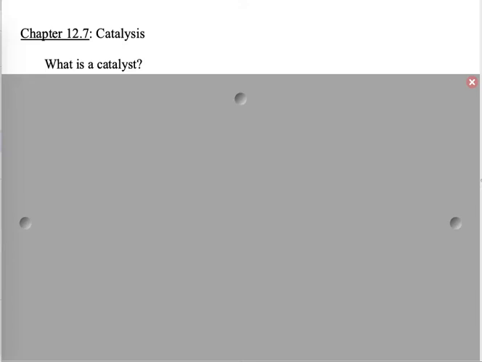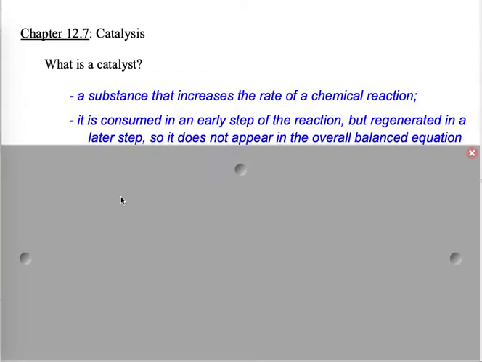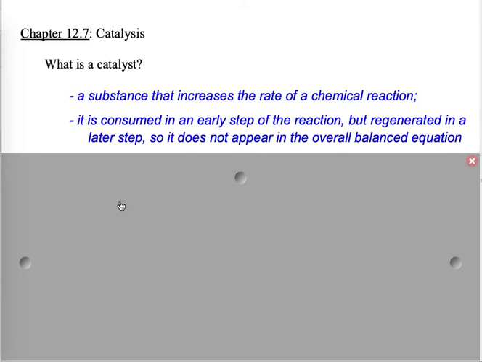In this final video for Chapter 12, we're going to talk about catalysis. So, let's begin with the obvious question, what is a catalyst? A catalyst is a substance that increases the rate of a chemical reaction.